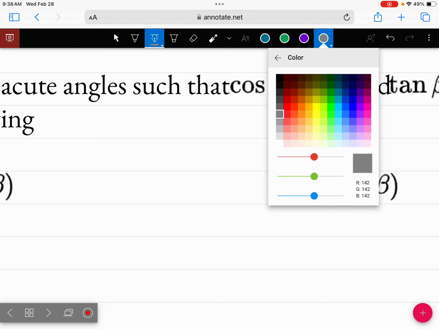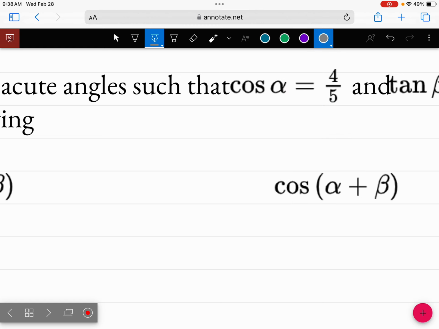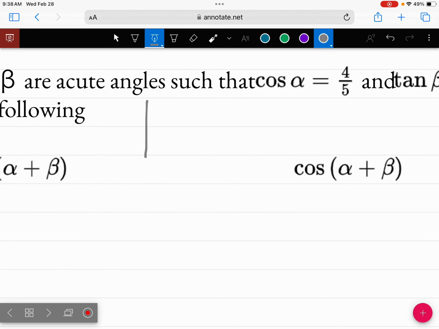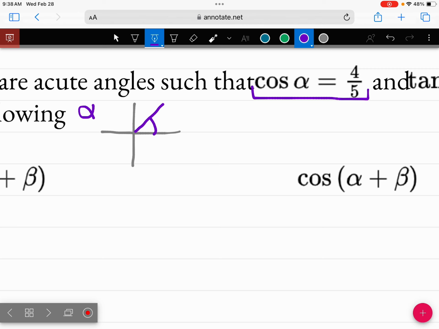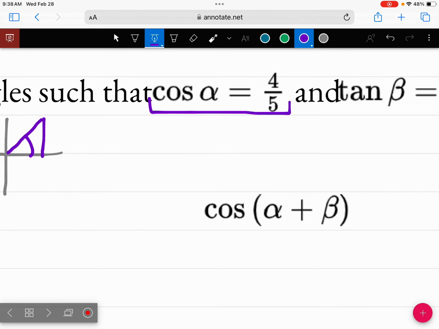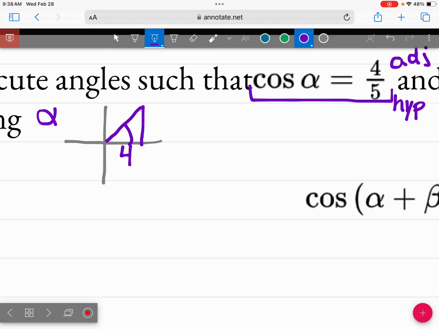And since they don't tell us a quadrant, we're going to go ahead and just assume it's quadrant 1, because all those values are positive. So for my alpha, which I will do in purple, we know cosine is 4 over 5. So cosine, that's our adjacent over our hypotenuse, right? So I know that this side is 4. My hypotenuse is 5.